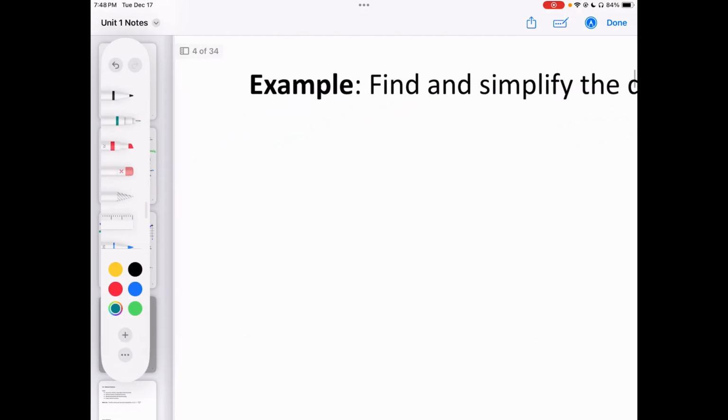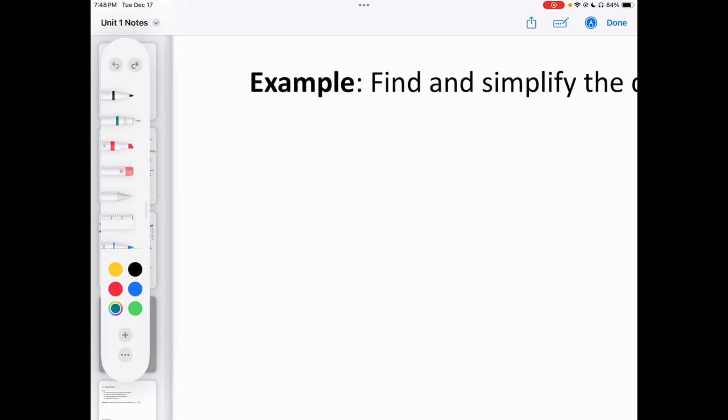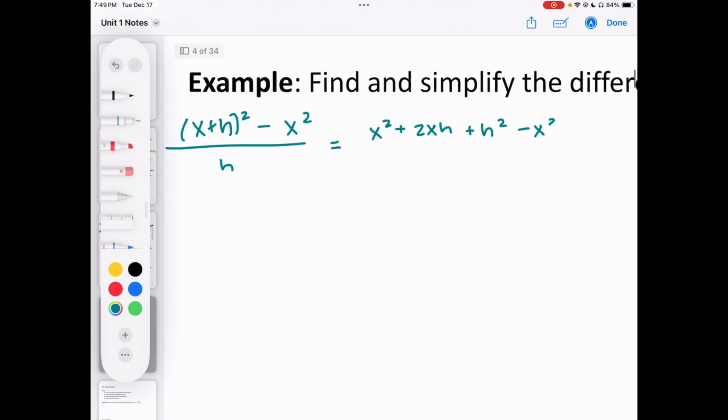Okay, so we're gonna do x plus h squared minus the original x squared all over h. Okay, so I'll go ahead and simplify this. So that's x squared plus 2xh plus h squared minus x squared.